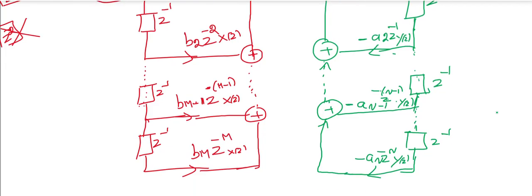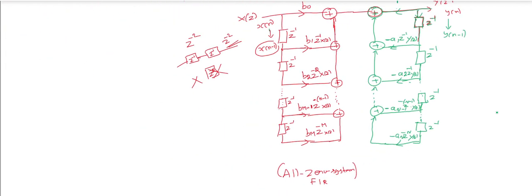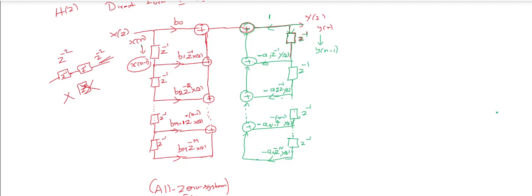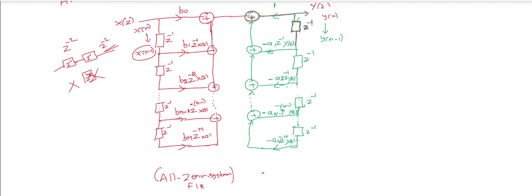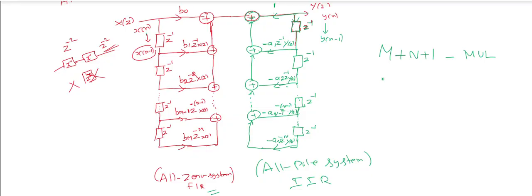So this is that direct form 1 structure. So if you see here, this is the all pole system. The denominator term is the all pole system, or you can say IIR system. This is the all zero system and all pole representation. Okay, so if you see in that direct form one structure, how many multipliers are required? M plus N plus 1 multipliers are required, and M plus N adders are required.